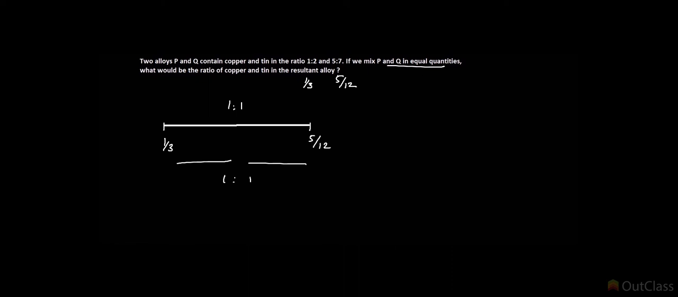Now I could rewrite 1 by 3 as 4 by 12. And so basically what you have in between should be 4.5 by 12, which I'm going to rewrite as 9 by 24. Again, I can take out 3 from this. That would become 3 by 8. So the rate for the resultant alloy, which should be copper by total, is 3 by 8, which means copper to tin would become 3:5.